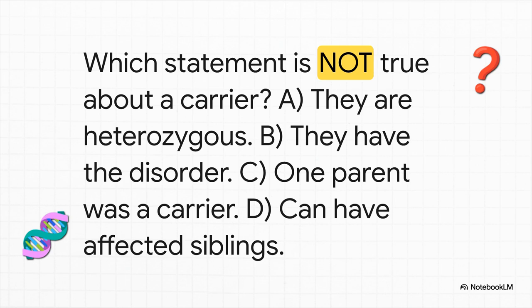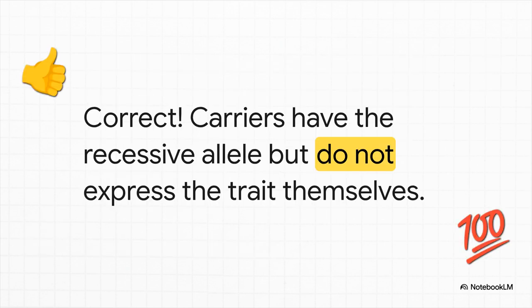All right, last one. Let's focus on that really key term, carrier. Which of these statements about a carrier is false? Right, the false statement here is B. By definition, a carrier is someone who doesn't have the disorder themselves. They carry that hidden recessive allele for it, but their normal dominant allele keeps it from being expressed.